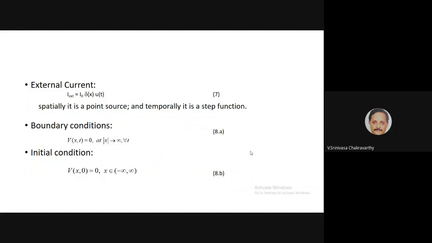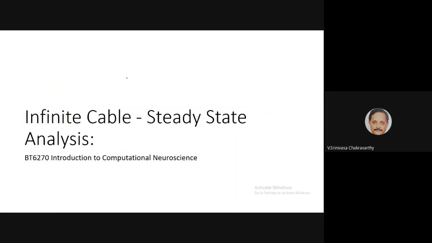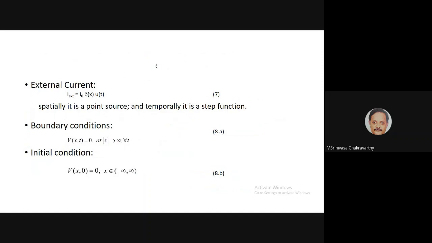So the external current is given by I of x, t equal to I naught, a constant, times delta of x, times u of t. So it's a delta function in x, which shows it's a point source, and u of t represents a step function, where u of t is equal to 1 for t greater than or equal to 0, and equal to 0 otherwise. So it's a constant current and a point source.